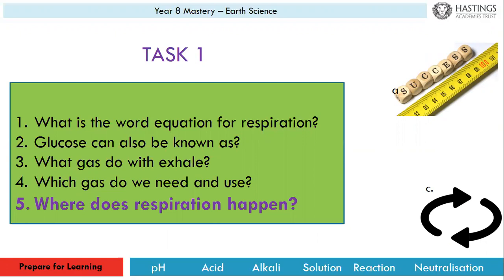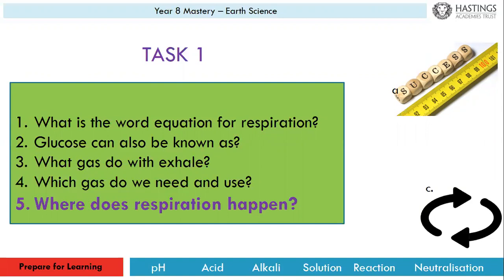In answer to these questions, you should have the red box. So glucose plus oxygen gives carbon dioxide and water. You will have also put this releases energy. Number 2, glucose can be known as sugar. What gas do you exhale? So the gas that's exhaled is carbon dioxide, and which gas do we need and use? The gas we need and use is oxygen. You will have put respiration happens in every single cell.